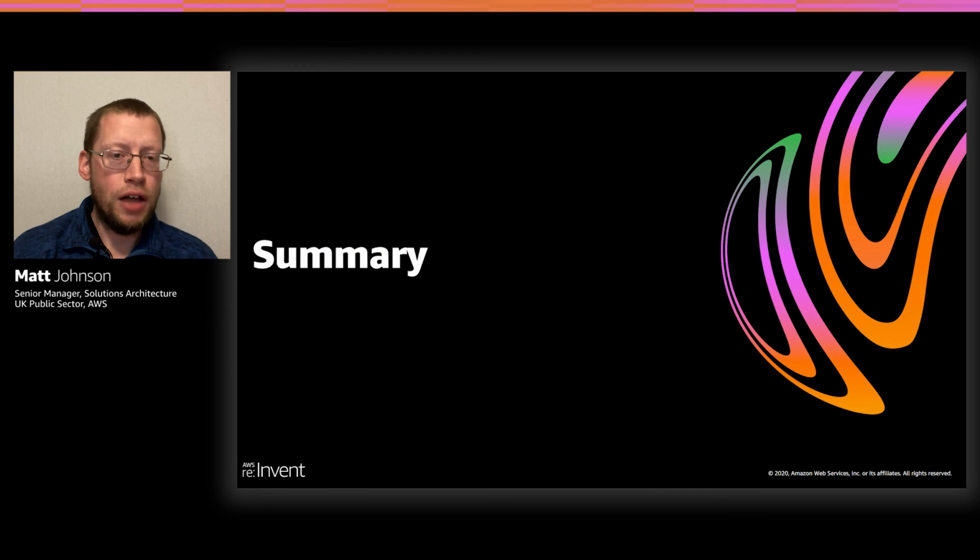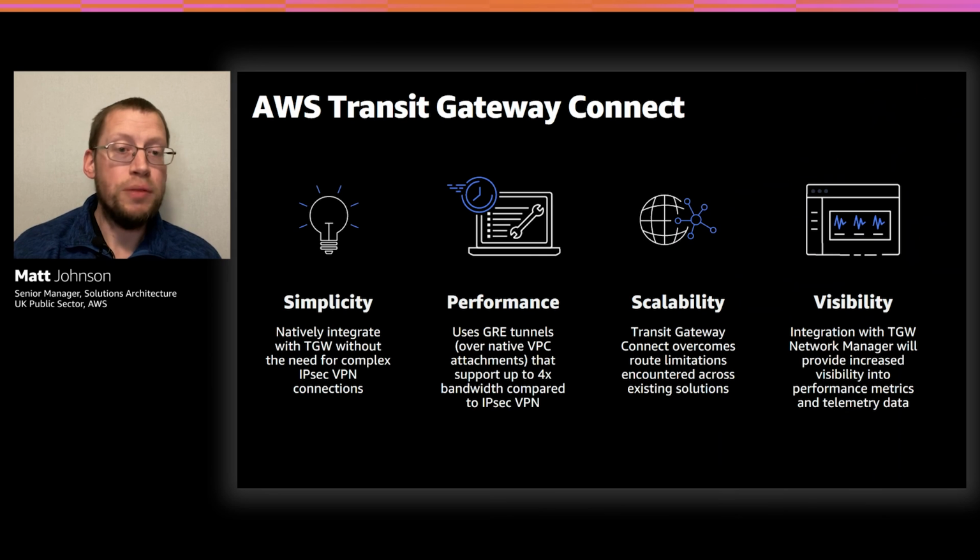So really, just to summarize this capability, AWS Transit Gateway Connect is really designed around 4 key values. We want it to be simple. It natively integrates with Transit Gateway without the need for those complex IPsec VPN connections. And it's designed very much to be automated and integrated with partner solutions. By using GRE tunnels over those native VPC attachments, we can get around 4 times the bandwidth throughput with lower overhead compared to the IPsec site-to-site VPNs that are used by existing solutions.